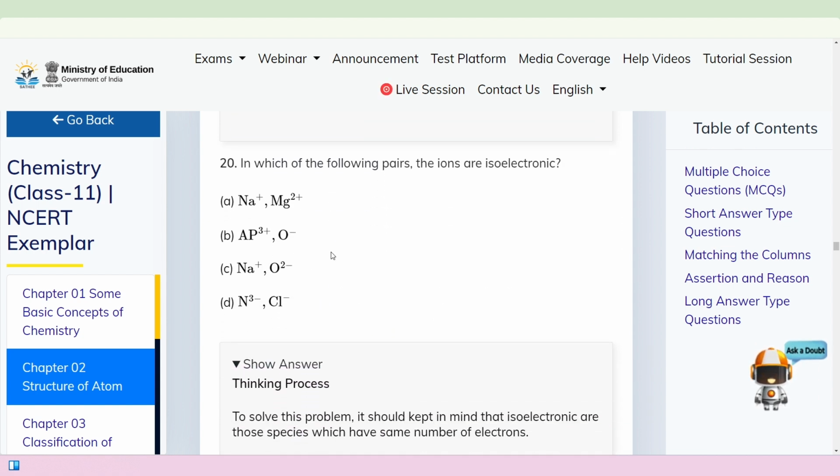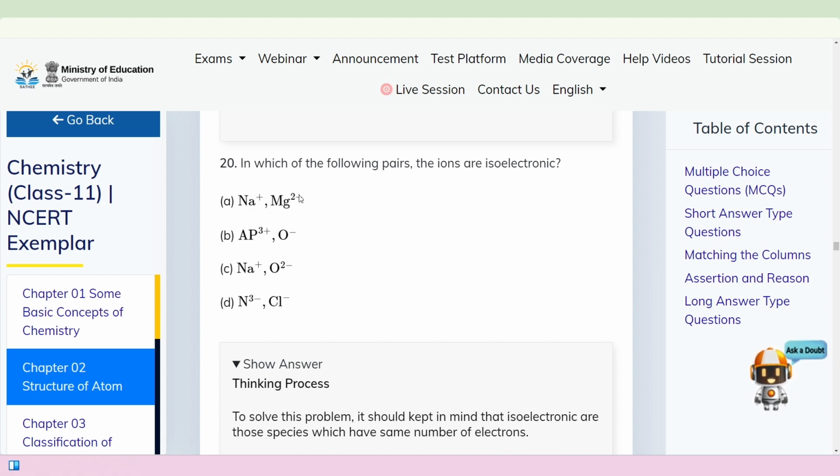Next question: in which of the following pairs are the ions isoelectronic? Again, I am leaving this question to you. So this is Al3 plus. Just try it by yourself. It is an easy question, so I am doing the first one for you. You just have to count the number of electrons. Sodium has 11 electrons in total: hydrogen, helium, lithium, beryllium, boron, carbon, nitrogen, oxygen, fluorine, neon, sodium. So 11 electrons are there. When one electron is removed, that results in 10 electrons.